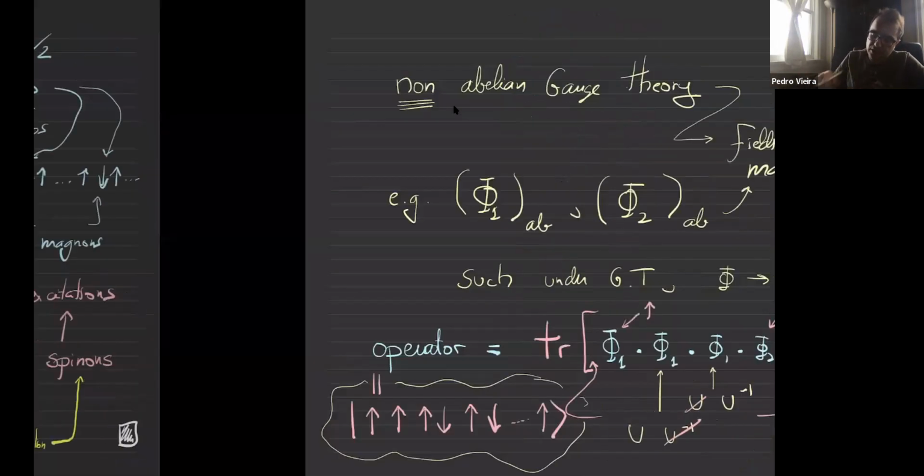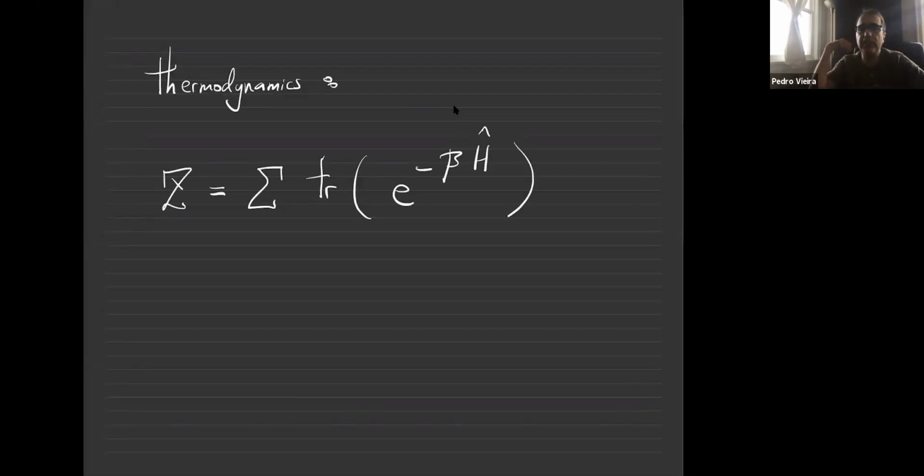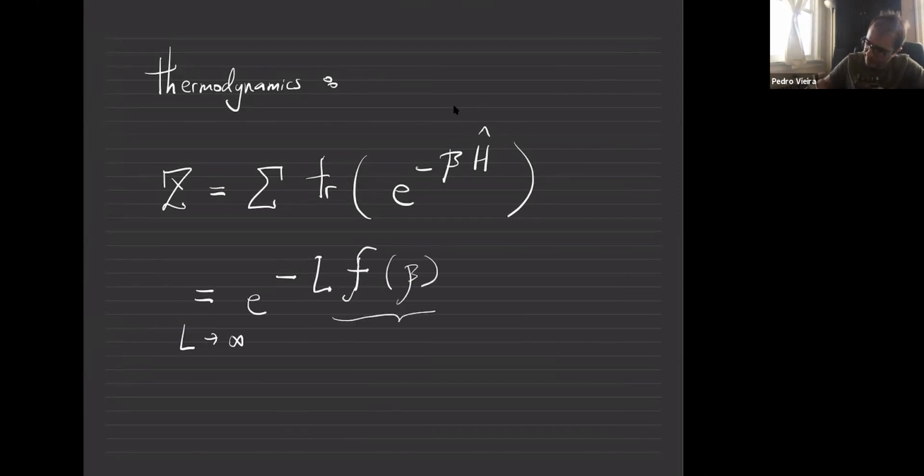But I mean, it's a huge topic. What would be the relevant questions to ask about thermodynamics? For example, we could say that I want to compute a partition function of the spin chain, which would be the summation of e to the minus beta times the spin chain Hamiltonian, right? The summation over the energy levels at some fixed temperature. This is a question you could ask. And if the length goes to infinity, this is expected to become e to the minus the length, an extensive quantity, times the free energy per unit length that depends only on beta. And so you could ask, can I compute this free energy?